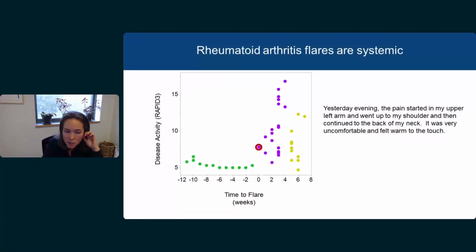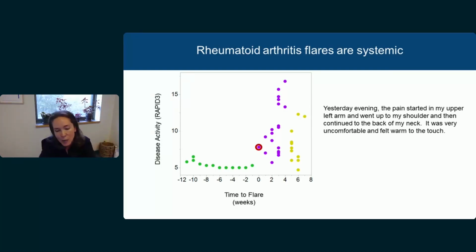And then the next point I want to make is just to highlight the clinical scenario of what it's like for a rheumatoid arthritis patient who is going through a flare. So this is how we're going to look at our samples over time. And here is the first day that the patient had an increase in her disease activity.